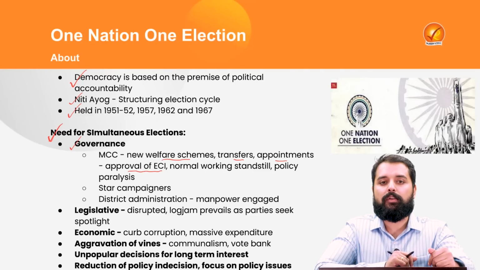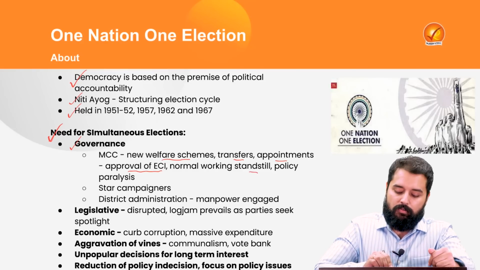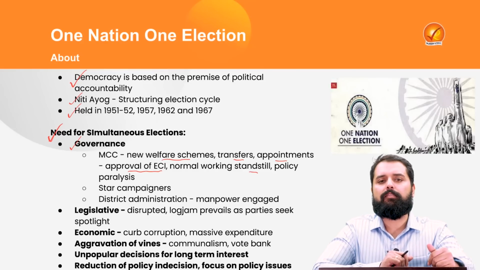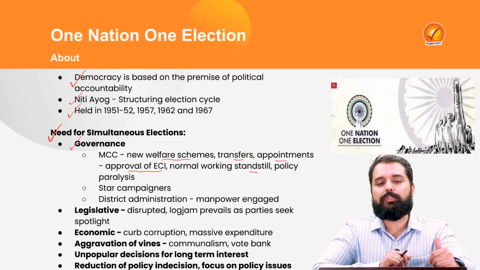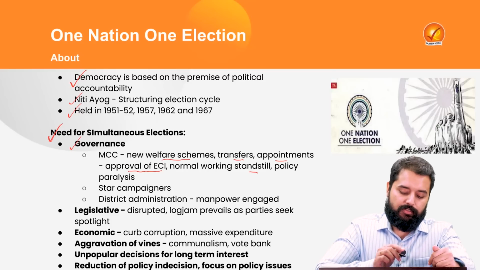Therefore, the normal governance also comes to a standstill, and it even leads to policy paralysis at times, because the government is not able to take up strong reforms or bring in new policies as well. And frequent imposition of the model code of conduct causes these governance challenges.